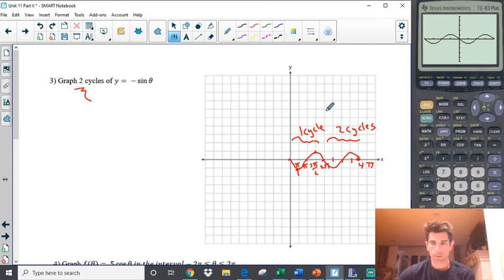Okay, that went right through. Oh, and now it made it look ugly. That went right through there at two. So there's, okay, down, up, down, down, up, down.